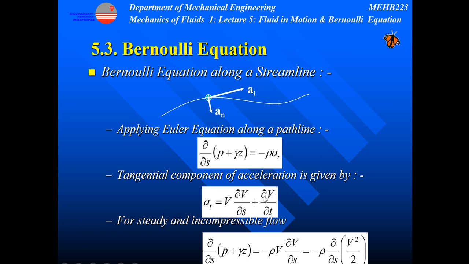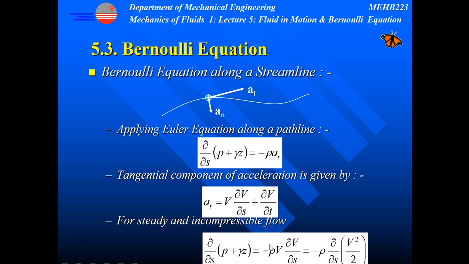To apply the Bernoulli equation, we have to make some assumptions. We assume that the flow is steady and incompressible. Steady means, if you remember in lecture 4, the parameter does not change with respect to time, and incompressible means density is constant. So since it is steady, dv over dt becomes 0, and you only have this component. You replace this into the equation, and you will get this.